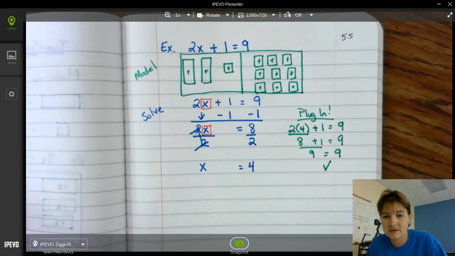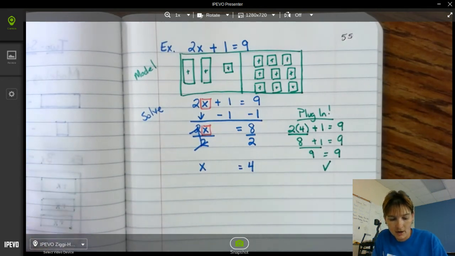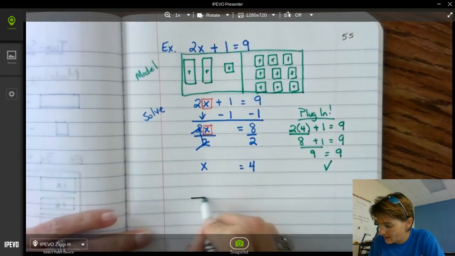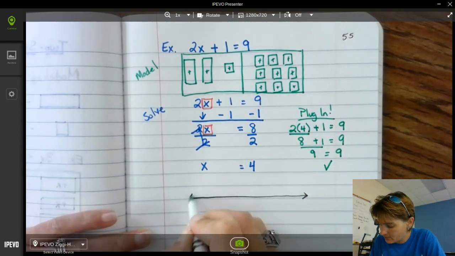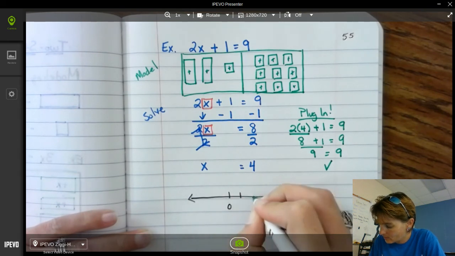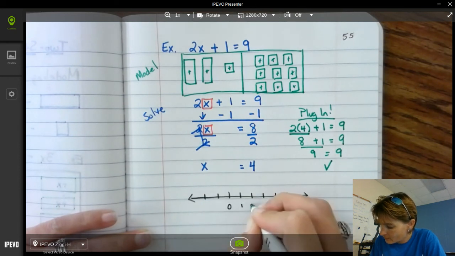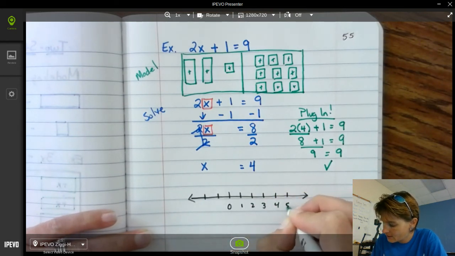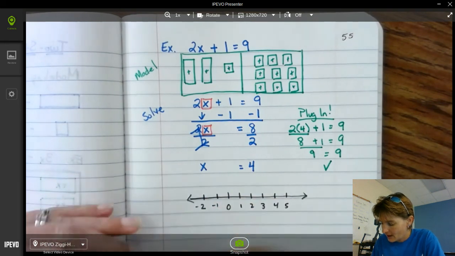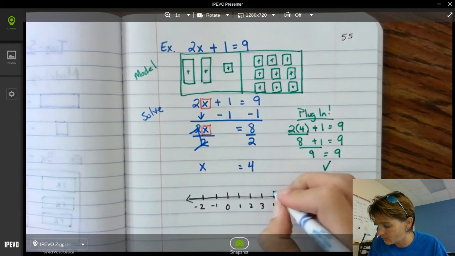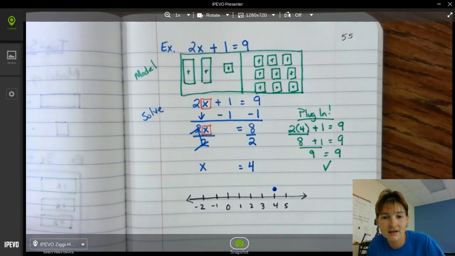And 9 equals 9. Okay, we want to represent this on a number line. So we take and draw a number line at the bottom. Making our number line. And we said that x equals 4. So on our number line, we want to put a closed dot at 4 because that's what's representing x equals 4.